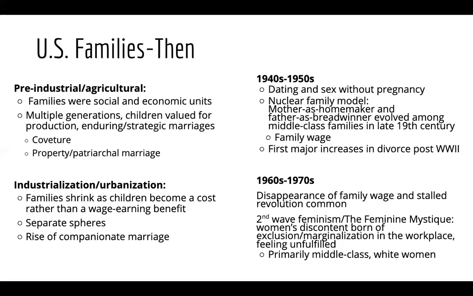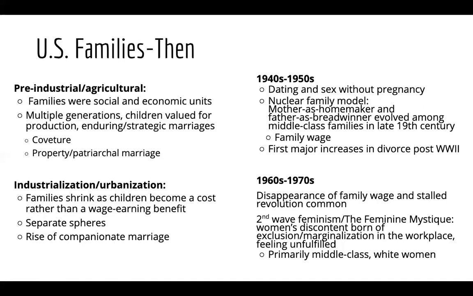Now, during the industrialization, urbanization era, we saw families shrink because at this point, children became more of a cost rather than a wage earning benefit. And this was especially true once laws were passed that limited the use of child labor, that passed minimum working age laws. So at this point, it did not make a lot of sense, for instance, to have like 15 children because they were going to cost you money as opposed to posing any economic benefit.